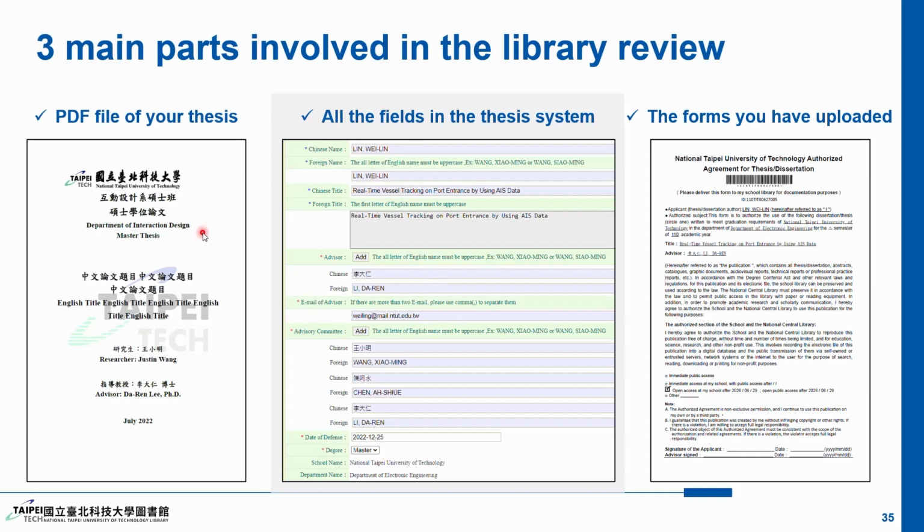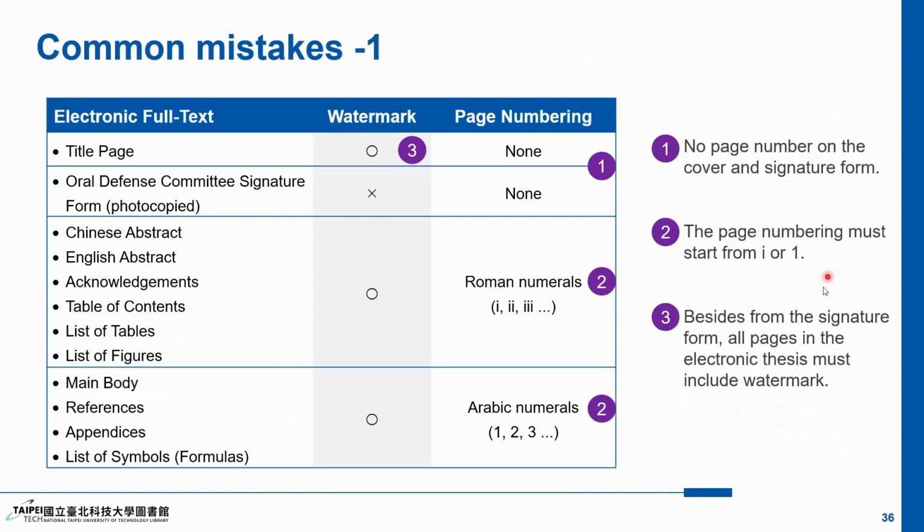1. Your electronic thesis content. 2. The information you entered in the thesis submission system. 3. The forms you uploaded to the thesis submission system. Let's go through some common mistakes. In your thesis, no page numbers on the cover page and title page. Use Roman numerals, etc., for pages before the main text, and Arabic numbers, 1, 2, 3, etc., starting from the first chapter through to the last page.